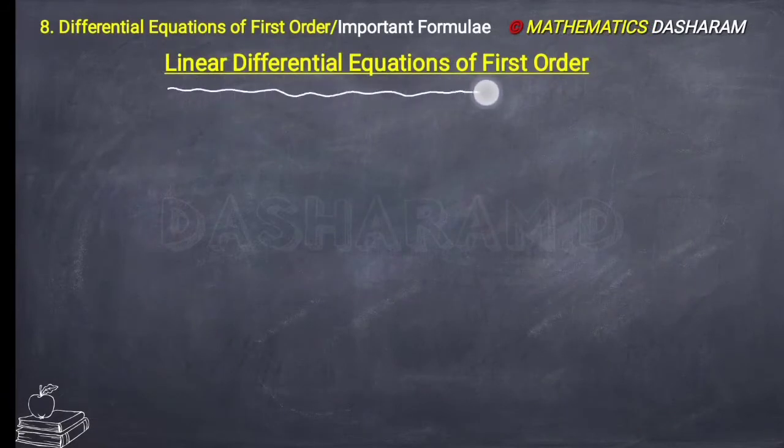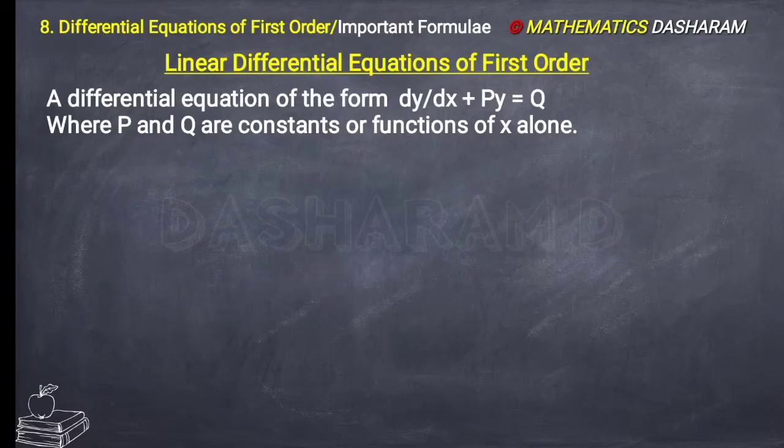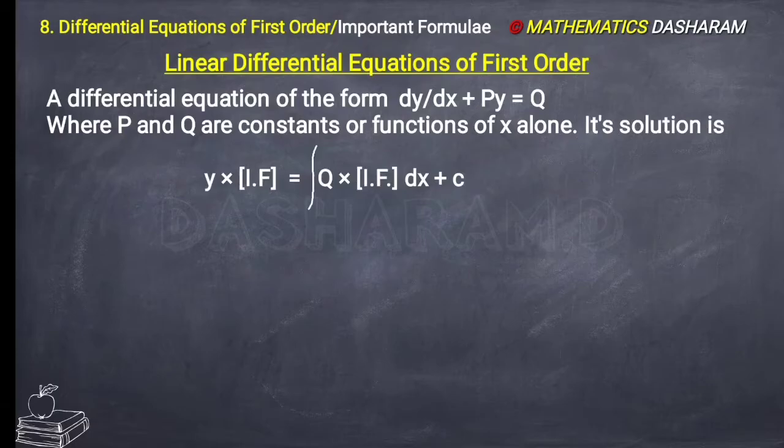Linear differential equation of first order. Its definition: a differential equation of the form dy/dx + Py = Q, where P and Q are constants or functions of x alone, is called a linear equation of the first order, and its solution is y times I.F. = integration of Q times I.F. dx + c.